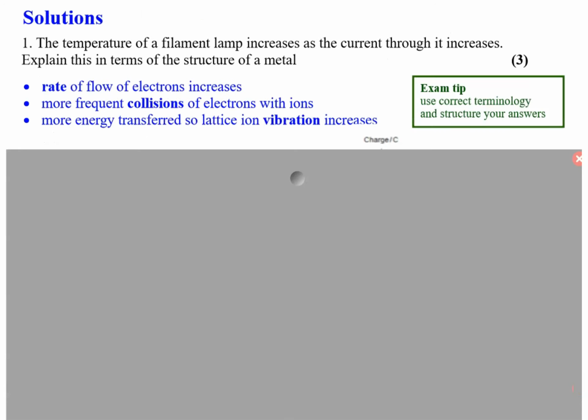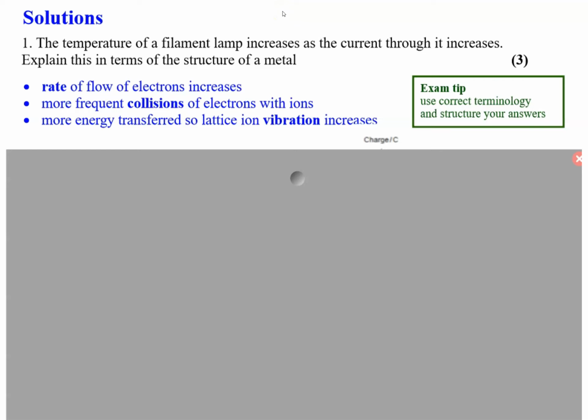Right, so question 1. You're probably familiar with the idea that as the current flows, it transfers energy because of collisions. And then the material, the metal, will heat up. And if we increase the current, then the temperature will increase. But how we actually explain that for 3 marks is quite difficult. So we could refer to the rate of flow of electrons increases. This is what we mean by current. Our definition of current was the rate of flow of charge. So if the current increases, then we're getting more electrons, more charge per second. That's very important.